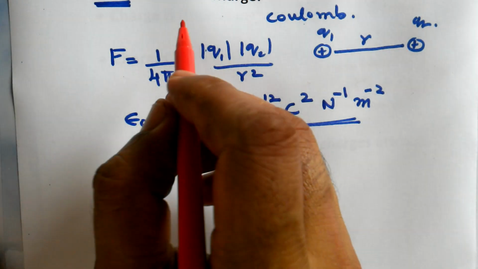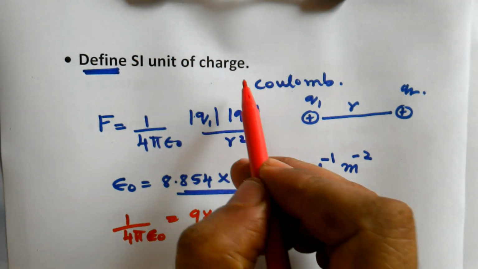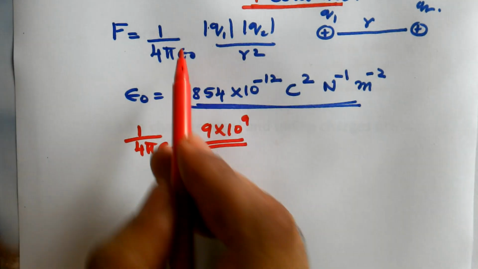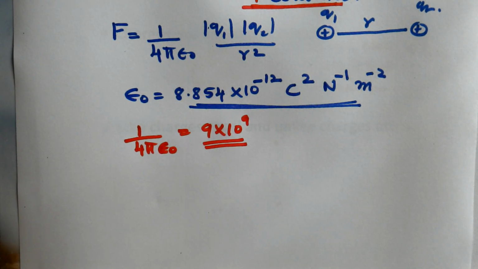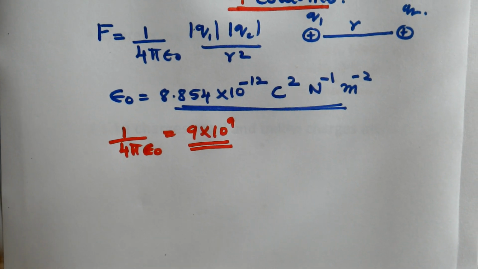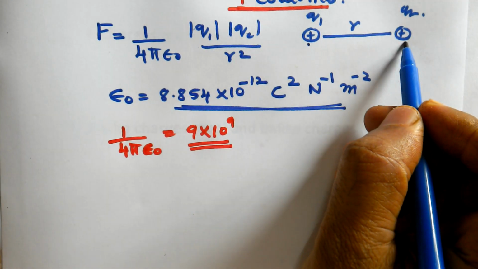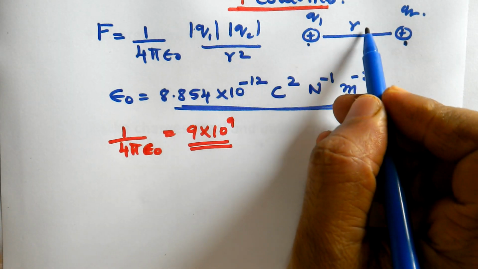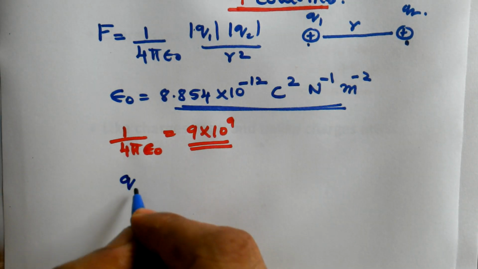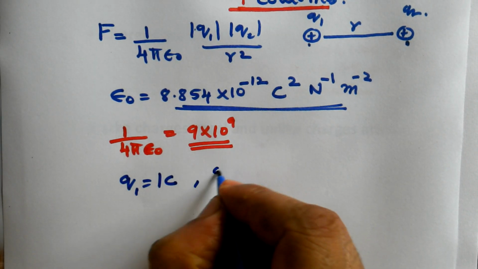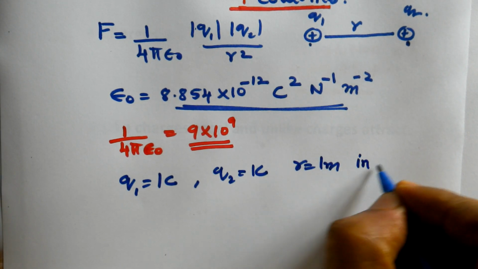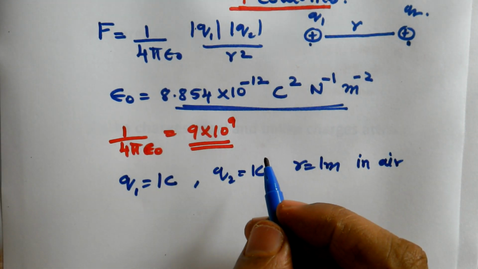Now, if you want to define the SI unit of charge, that is 1 coulomb, how can you define? Take this formula. Now, let us make some changes in this formula. Let us assume that there are two charges which we are going to define, that is 1 coulomb, and another is also similar charge, 1 coulomb, separated by a distance of 1 meter. So we will assume that the magnitude of Q1 is 1 coulomb, magnitude of Q2 is 1 coulomb, and they are separated by 1 meter in air. Remember, they are kept in free space or air.